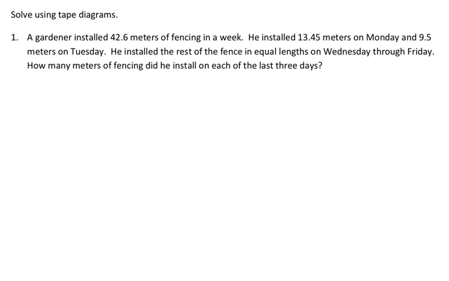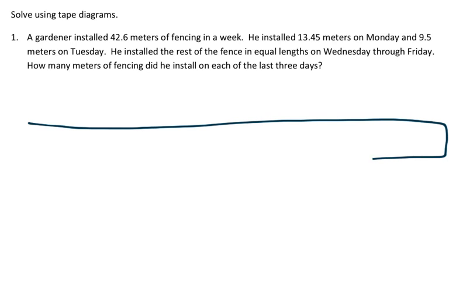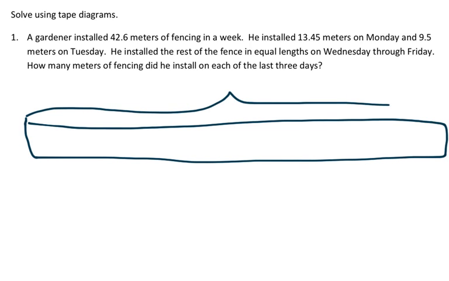So I'm going to use a tape diagram to solve this problem, and let me just show you how to do that one here. I'm going to draw my tape, okay? And this tape represents the fencing that the gardener installed. So this whole length right now is 42 6/10 meters, okay? So what the question is asking you for is how many meters of fencing did he install on each of the last 3 days?